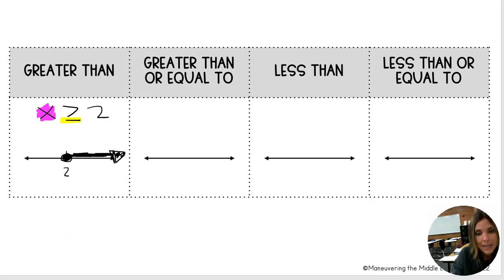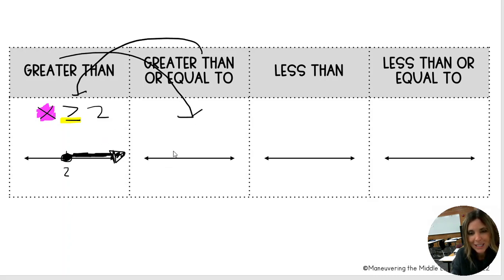Okay, so, oh, I messed that up. I just did greater than or equal to here. Okay, so let's do greater than here. So if it's greater than or equal to, it's a closed circle. If it's just a greater than, then it's going to be an open circle. Okay, because 2 is not included, and then it would be all of the numbers to the right.